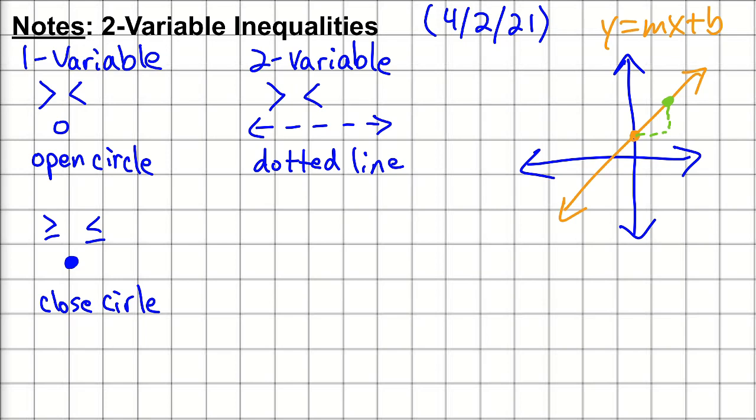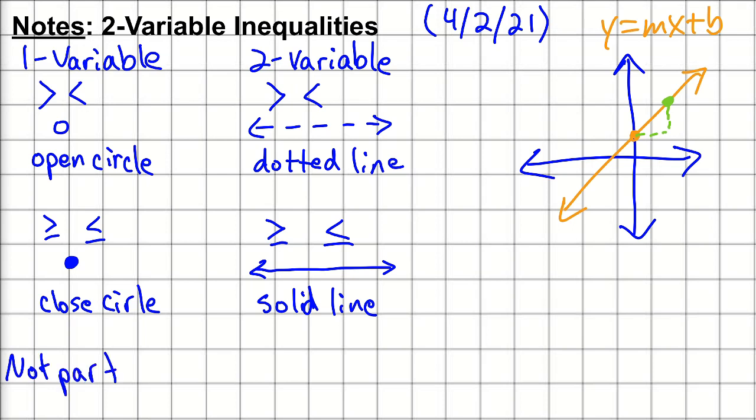In two variable inequalities, when we have a greater than or equal to or less than or equal to, we have a solid line. And that means those points on the line are part of the solution set. So over here, these are not part of the solution set. And over here, these are part of the solution set.